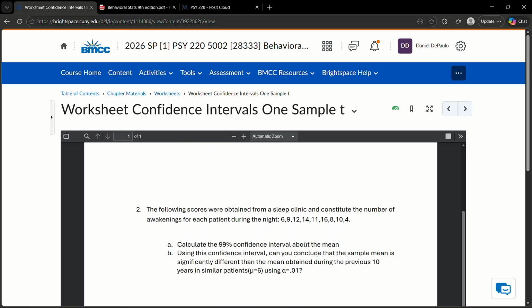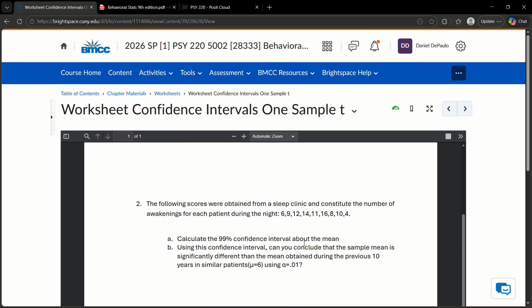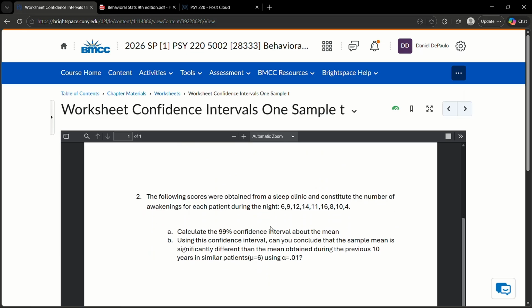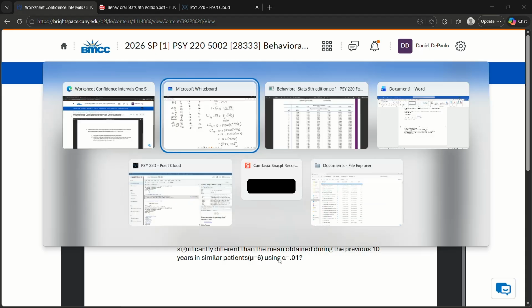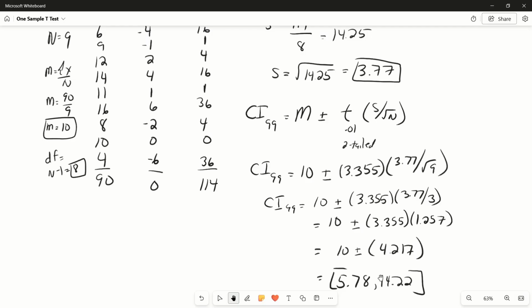This is a sleep clinic. These are hours of sleep. Oh, no, these are awakenings. So what's the 99% confidence interval? We just found it for awakenings. Is it different than a mean of 6? So is the mean of this sample significantly different than the mean of 6? And so is 6 in the interval? It is. 6 is in the interval.